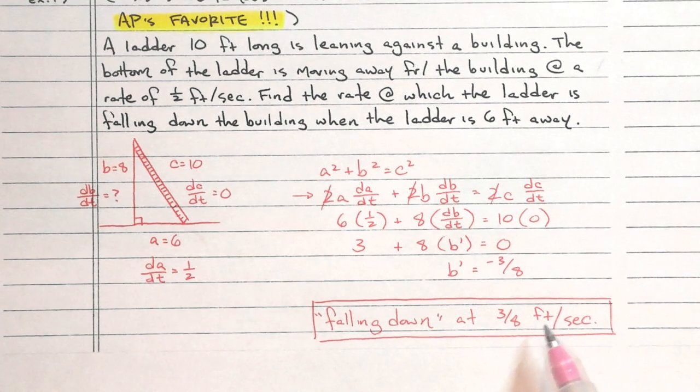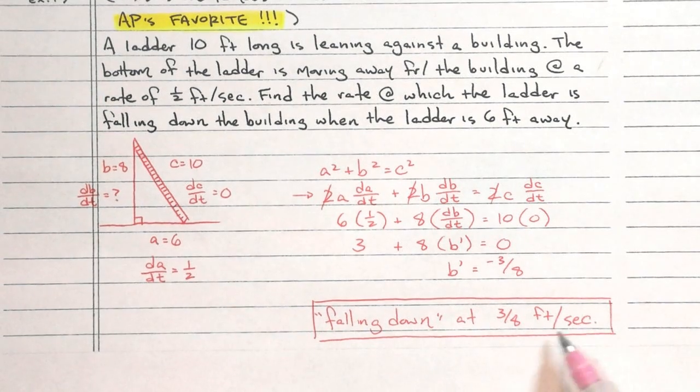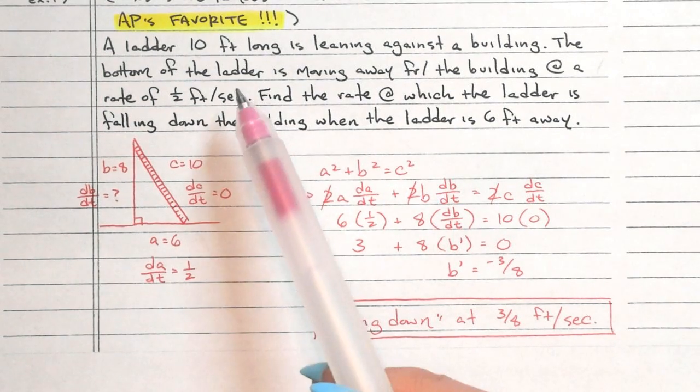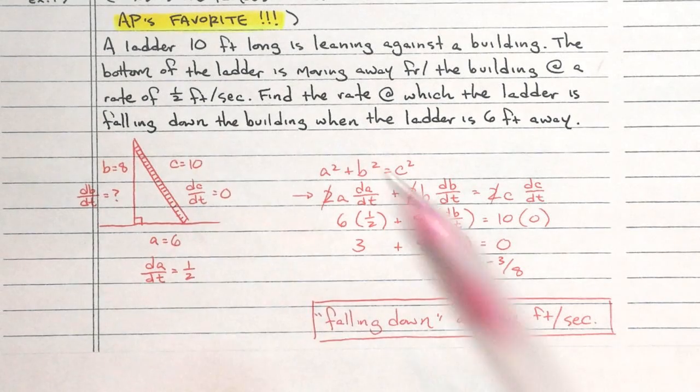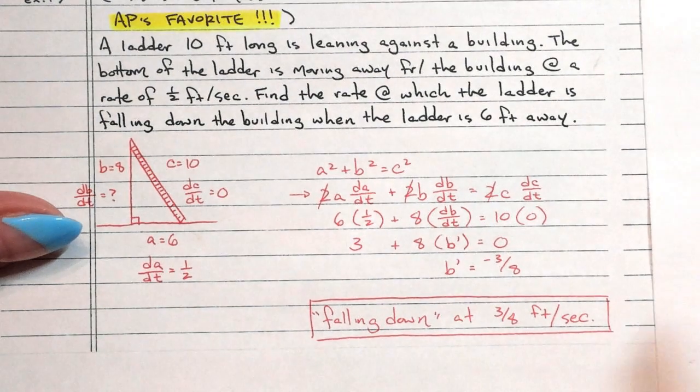How do I know it's feet? Because, you know, b is in feet. How do I know it's per second? Because that is my per time, right? Per second right here. I have that in the original. So feet per second. That's a positive rate. It's falling down at a positive rate. Okay? Okay, so let's try the other one.